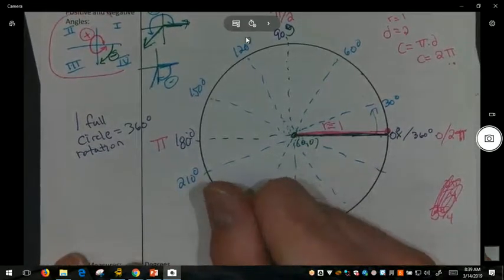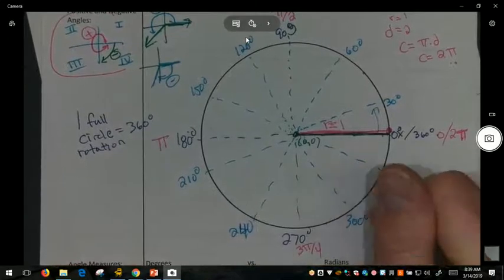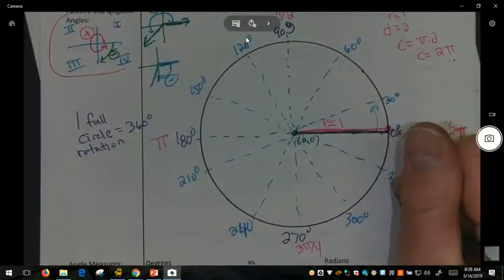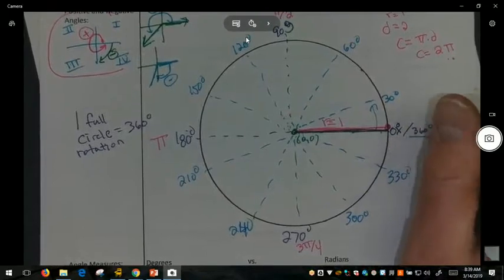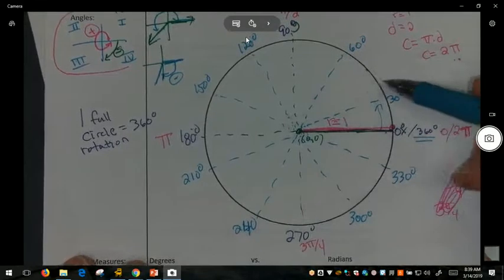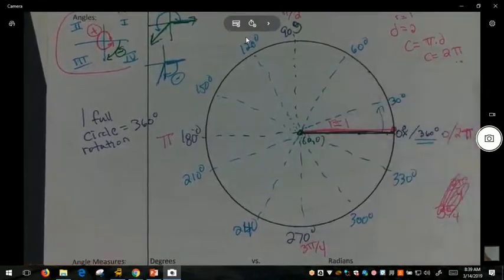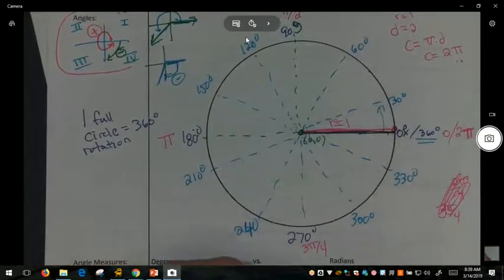240. Another 30 would be 270. Another 30, 300 degrees. One more 30, 330 degrees, and one more 30 brings us right back to 360. We've actually cut it into twelfths. The circle has been cut into twelfths by doing rotations of 30 degrees all the way around the circle.